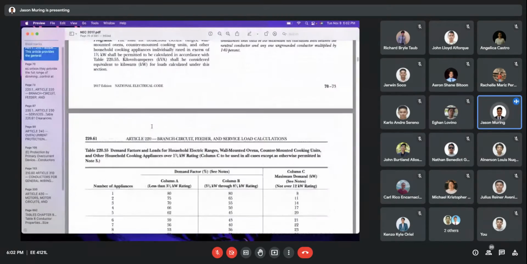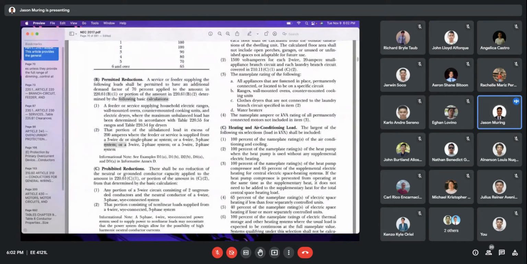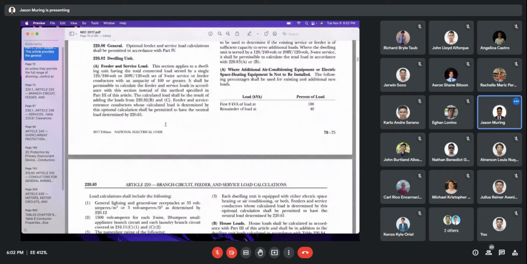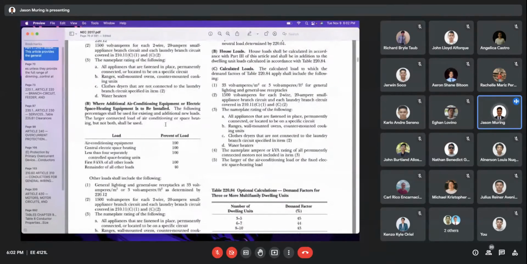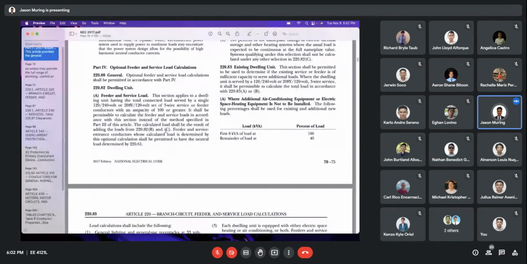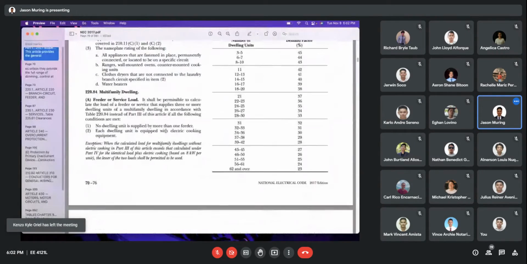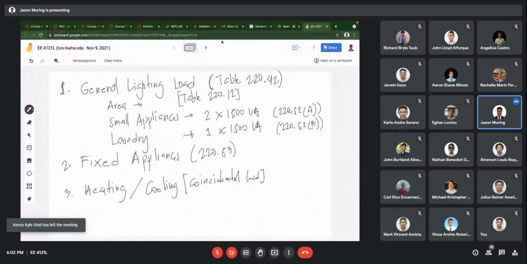Anyway, in most households, the number of small appliances doesn't go beyond around 4 or 5. As long as it exceeds 4, you automatically multiply the total VA by 75%. So we multiply 75% of the total fixed load only.